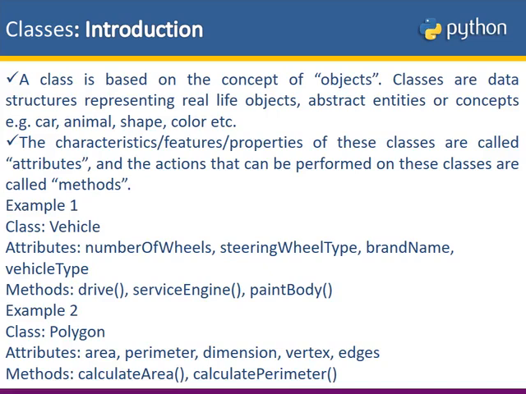So we have another example. Class polygon. The attributes for that class polygon are the area, perimeter, dimension, vertex, edges. And we have the methods as well for that class polygon, and the methods are calculate area, calculate perimeter. So the method will always refer to the attributes of that class.